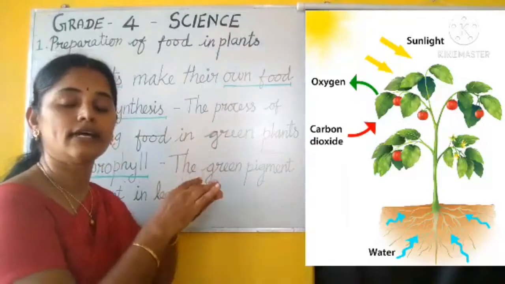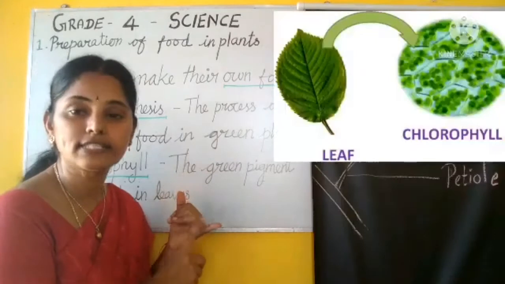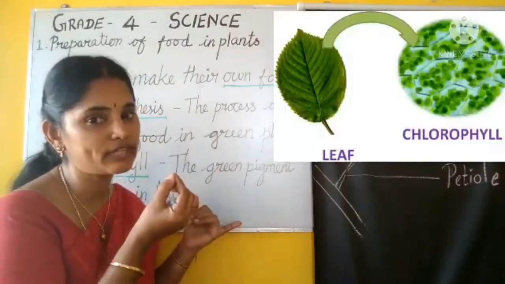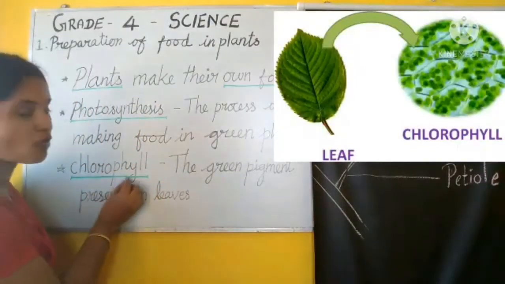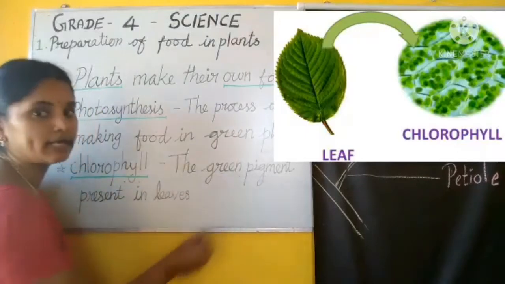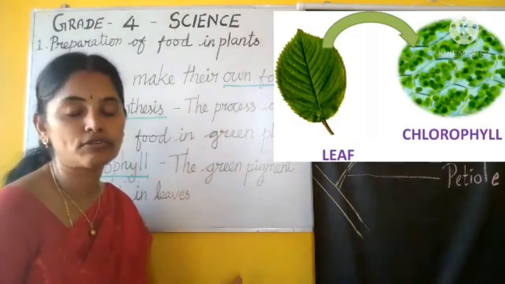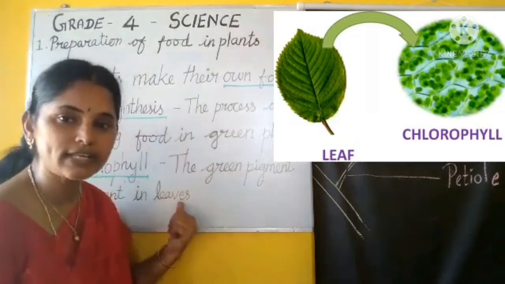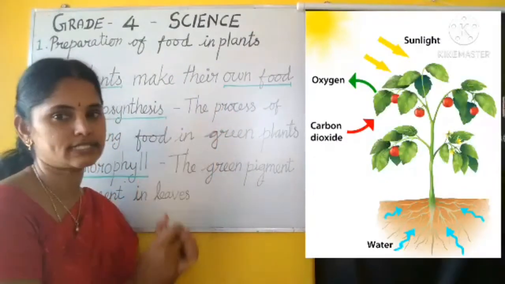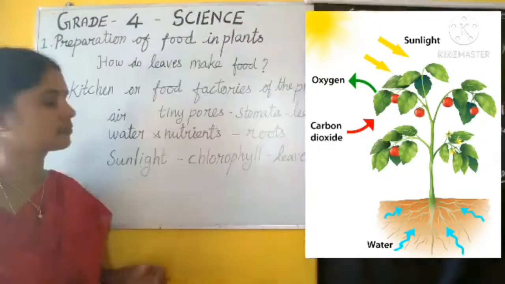Okay, in leaves, what is happening? In every cell of the leaf, one green pigment is present. I said, no. What is the name of that green pigment? Chlorophyll. The green pigment present in leaves is called chlorophyll. What is the work of this chlorophyll? I said trapping, absorbing the sunlight.